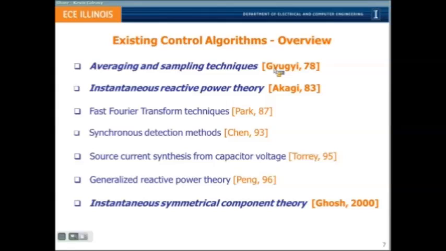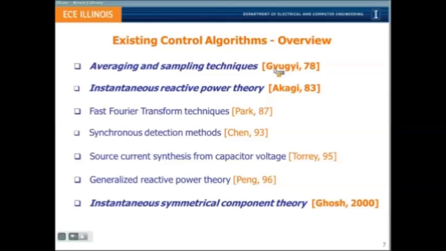So the first one is average and sampling techniques by Guy, and the instantaneous reactive power theory. This was almost quite beaten to death, and there are some interesting facts and phenomena about this theory which we would look at in the later slides. And this instantaneous symmetrical component theory by Professor Ghosh in 2000 proved to be very helpful, in the sense that there wasn't any transformation involved in the computation of the currents.